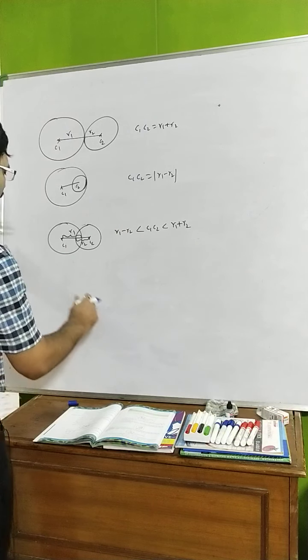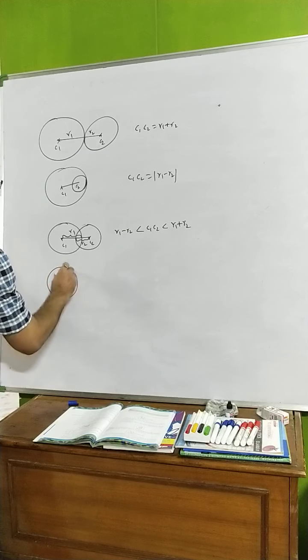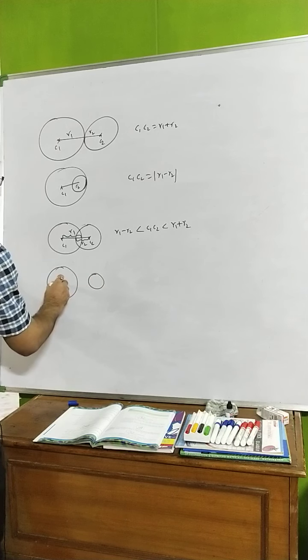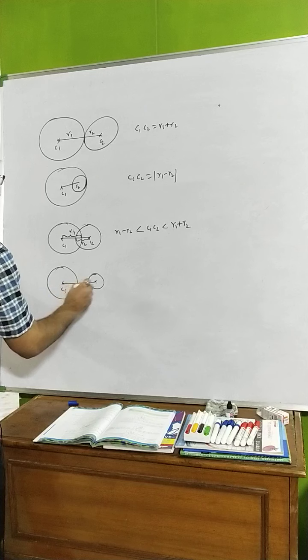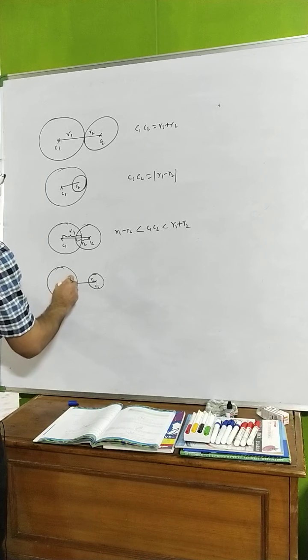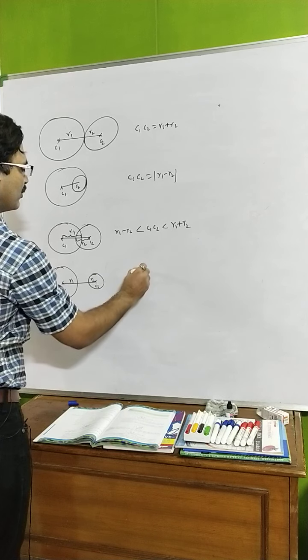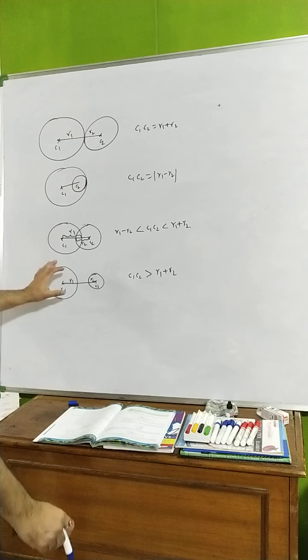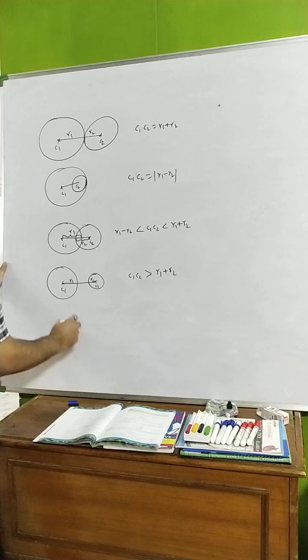And the next one, if the circles are away from each other. Two circles are away from each other. Very clearly, this is C1, C2, this is R1, this is R2. So C1C2 is definitely greater than R1 plus R2.